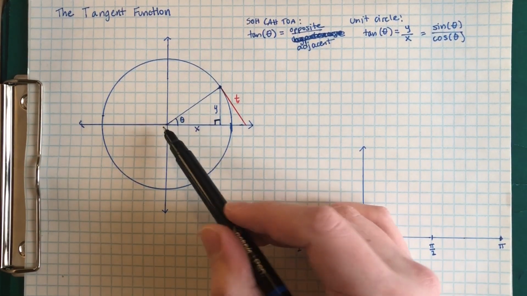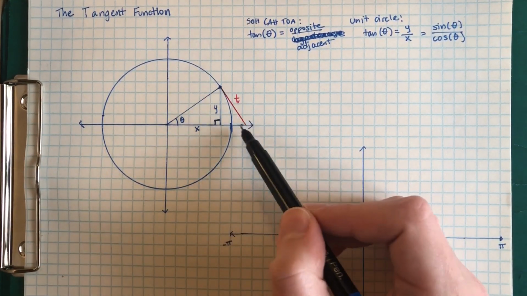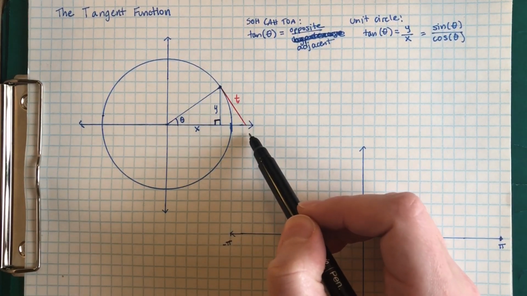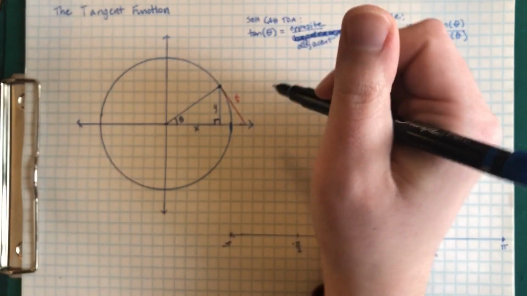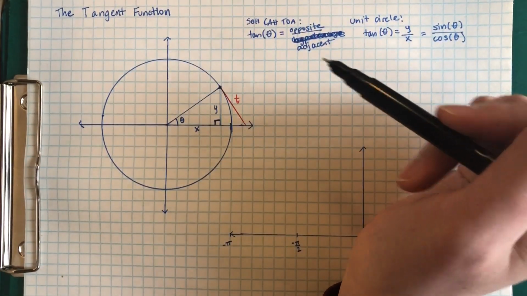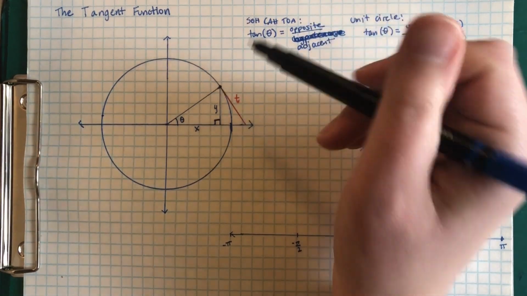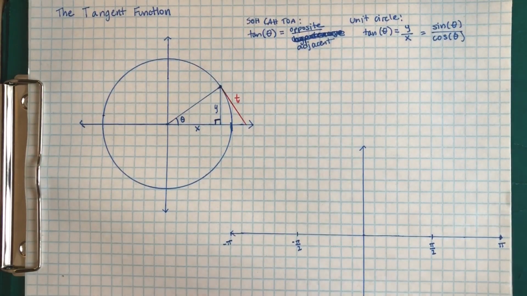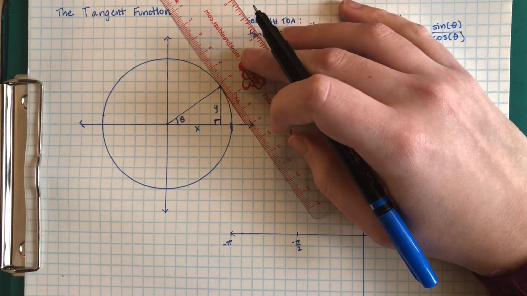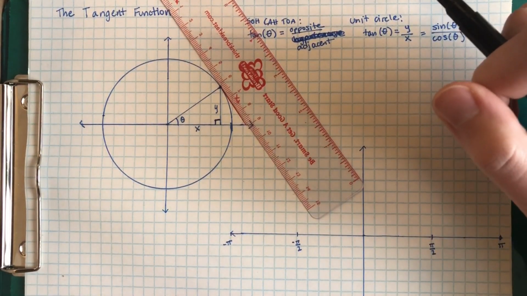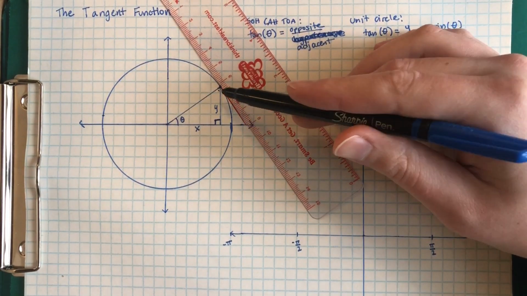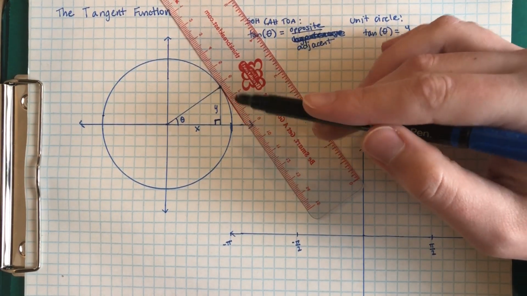But we can also draw a similar right triangle. So if I, instead of making this triangle by going straight down from this point, I take this point on the unit circle and I draw a line that is tangent to the unit circle, meaning it touches it just at that one point. And I draw that line down to the x-axis. This also makes a right triangle.